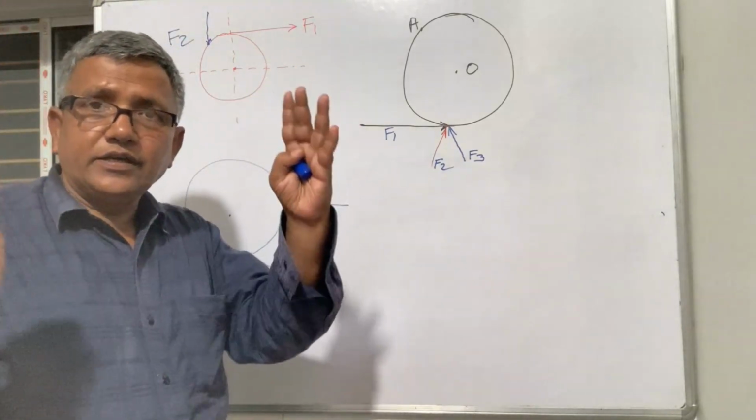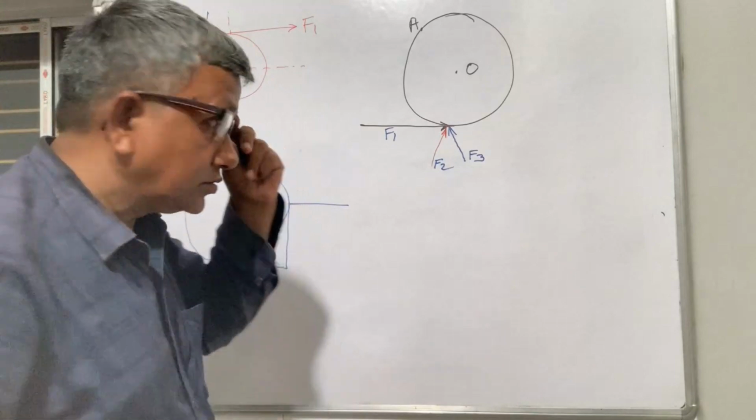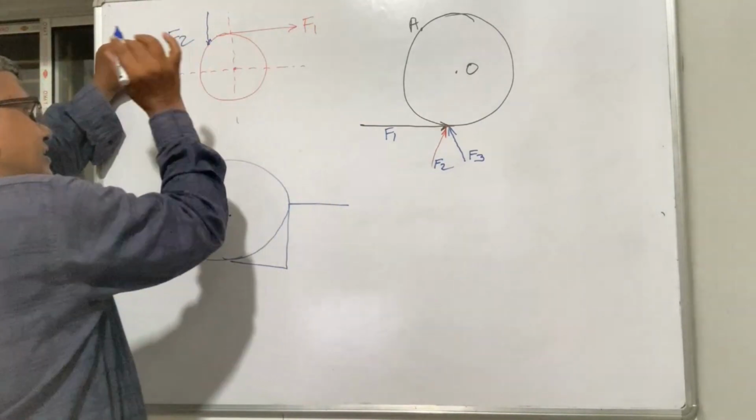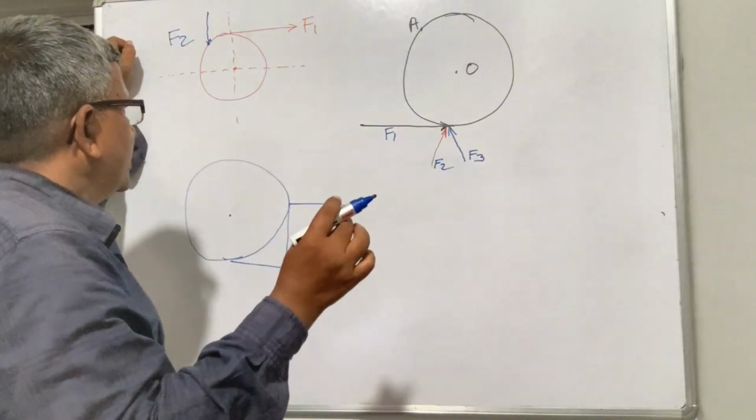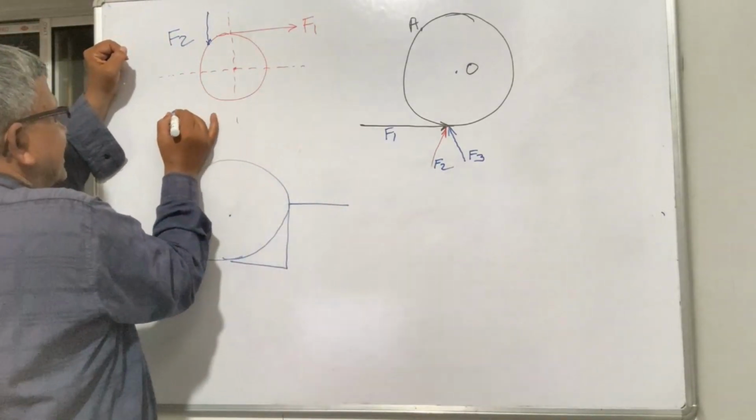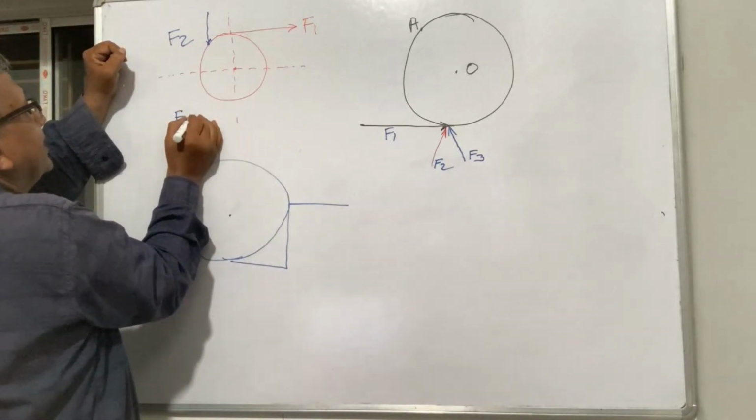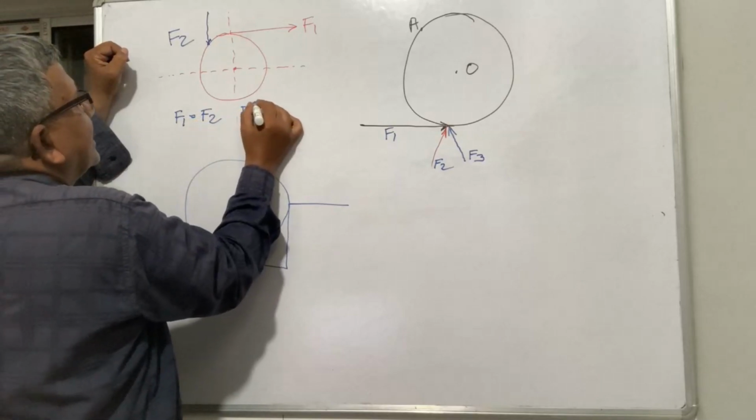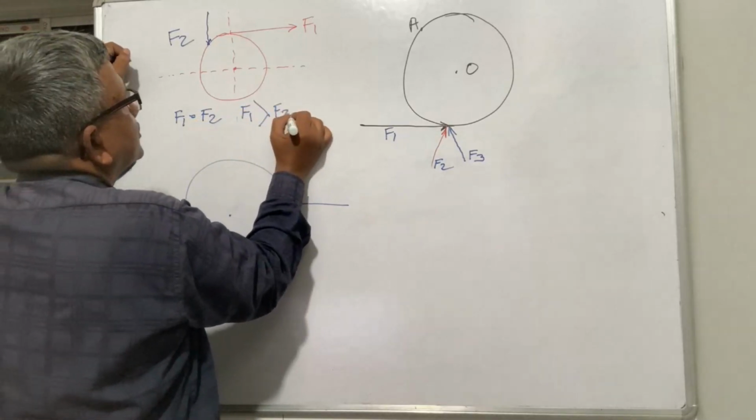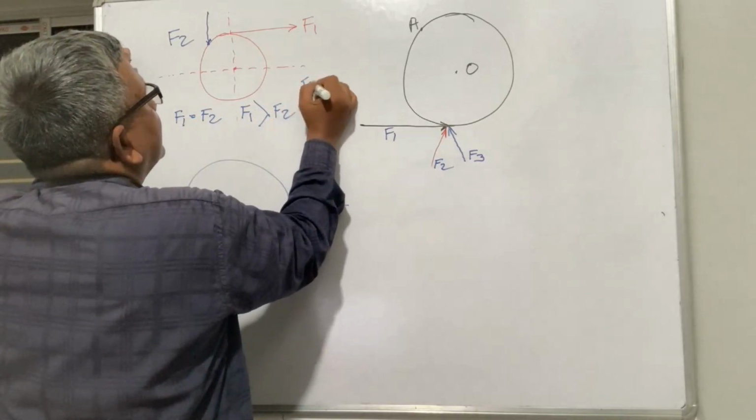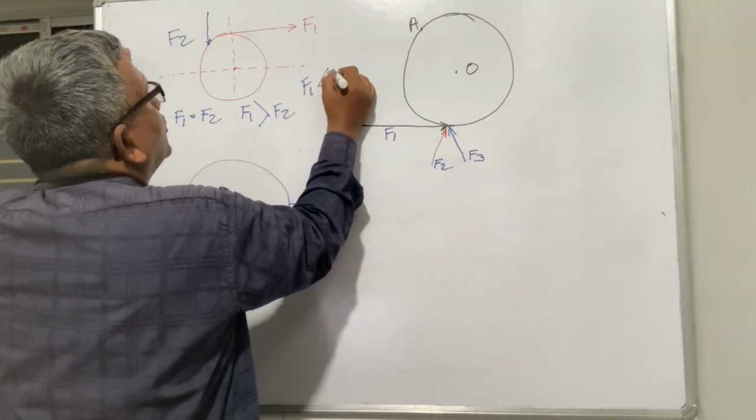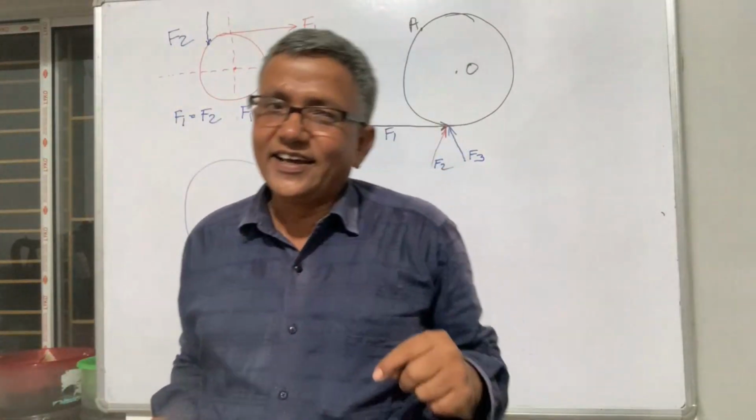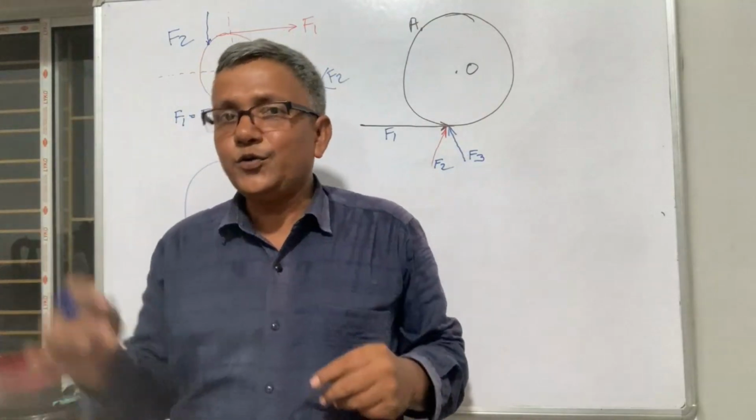It will not rotate. Both will have balanced torque. Sir, F1 equal to F2, or F1 greater than F2 condition. F1 equal to F2, F1 greater than F2, and F1 less than F2. Which will be there? Sir, moment I told you is force into displacement.